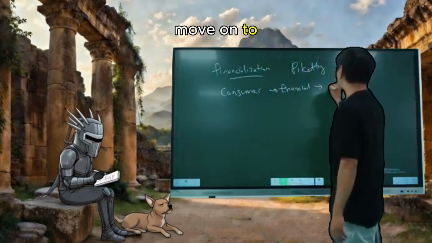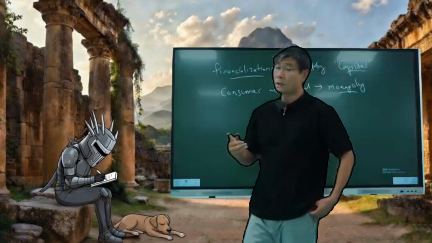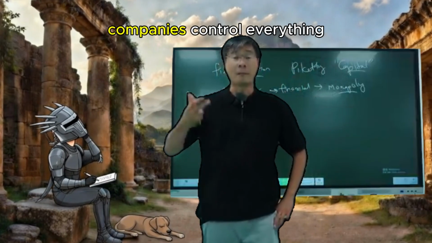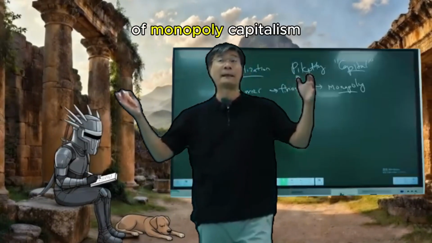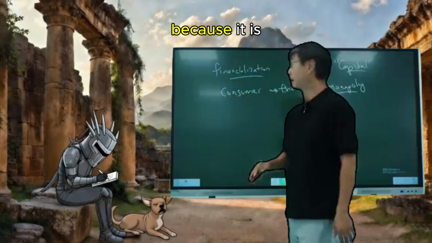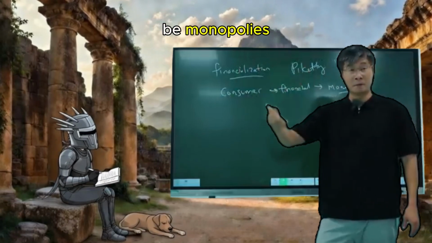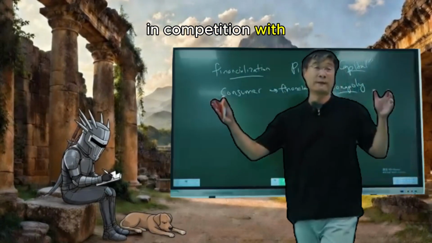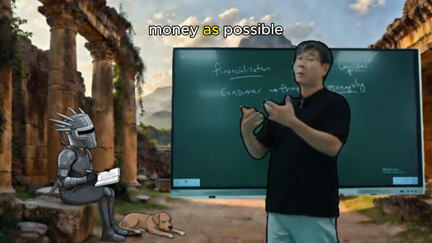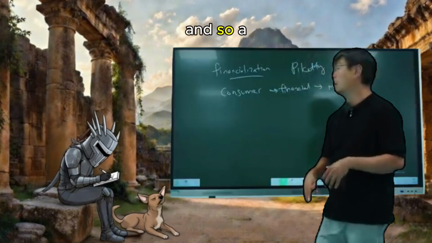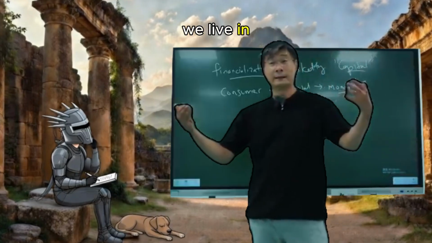And then you move on to monopoly capitalism, which is where just a few companies control everything. And we live in an era of monopoly capitalism. And this happens because it is much more profitable for companies to be monopolies than to be in competition with each other. Financial capitalism is looking to create as much money as possible, not as much wealth. And so a few companies come to dominate, become monopolies. And that's the age we live in today.